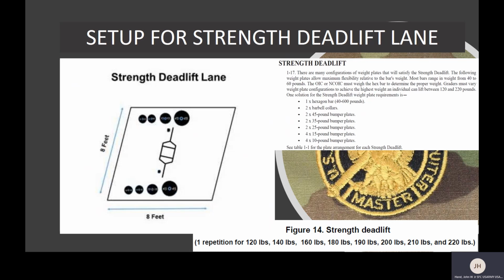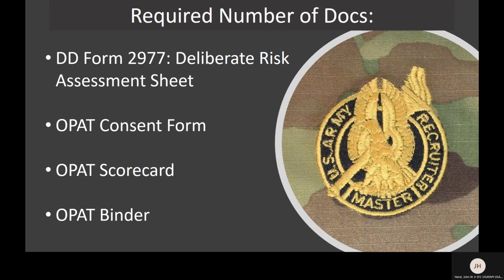Configuration 1 is the one that they told the headers had been placed last year. All right, required number of documents. Know what the required number of documents is and what the actual documents are, which is also a critical part of the OPAT: the purpose assessment sheet, OPAT consent form, OPAT scorecard, and the OPAT binder. During the OPAT test, you're not required to have everything memorized, and we'll give you the OPAT binder, so I'll ask for that when we're giving the OPAT test.